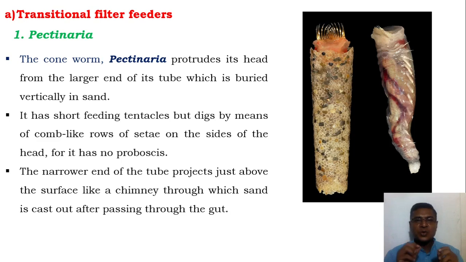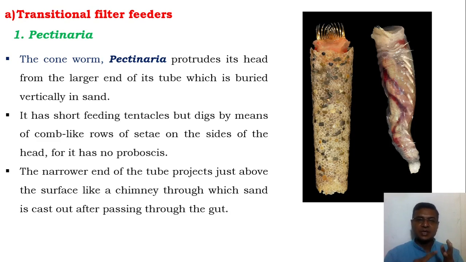That cone worm protrudes its head from the larger end of its tube, which is buried vertically in the sand. It means that the animal is buried in the sand and only the extended anterior part of the body remains above the surface. It has short feeding tentacles but digs by means of comb-like rows of setae on the sides of the head, for it has no proboscis. There are so many modifications in the anterior part of the body observed in these filter feeders, especially the Polychaetes.